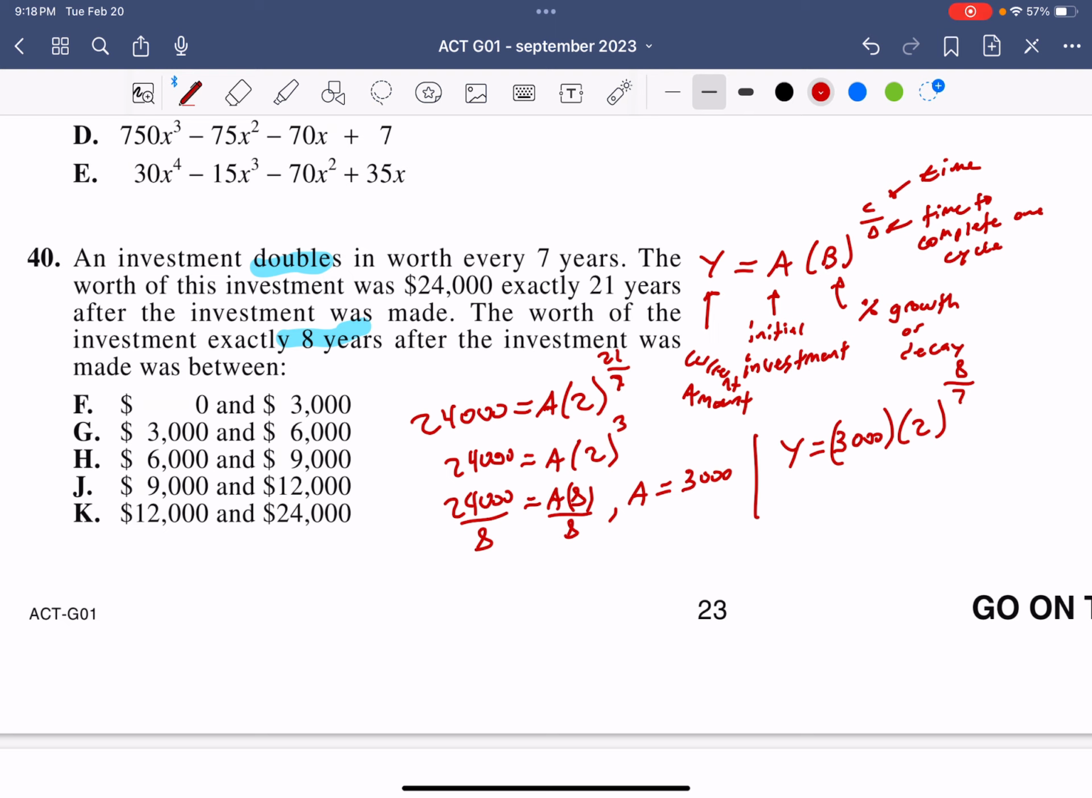For this one, you'll have to use a calculator. What I would do is go ahead and do 2 to the power of 8 over 7. In your calculator, that should look like 2 caret, then use parentheses and do 8 divided by 7. When you're done with that, multiply that by 3,000, and that'll be your answer. So let's see what we get. 2 to the power of 8 divided by 7 is 2.2 and change, and times 3,000 gives me approximately 6624.54. So that is going to be answer choice H, between 6,000 and 9,000.